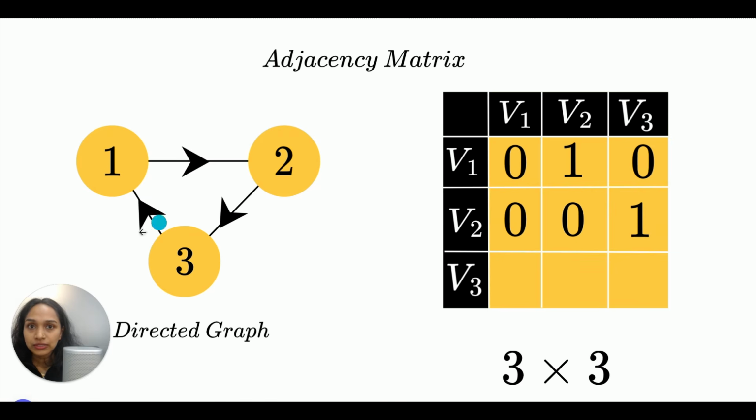Now consider node 3. There is information flowing from node 3 to node 1, so there is an edge here, and we write 1. There is no information flowing from node 3 to node 2, so we have 0 between node 3 and node 2. And there is no information flowing from node 3 to node 3. We don't have an edge here, so again 0. Easy.